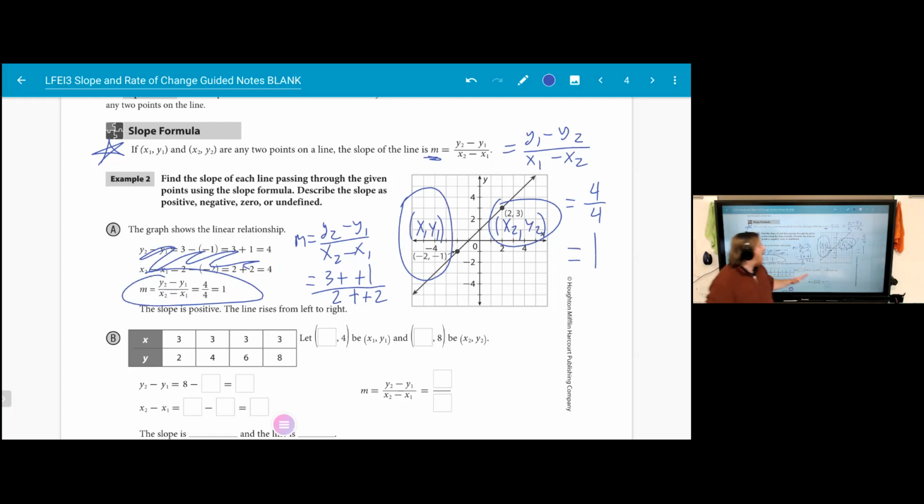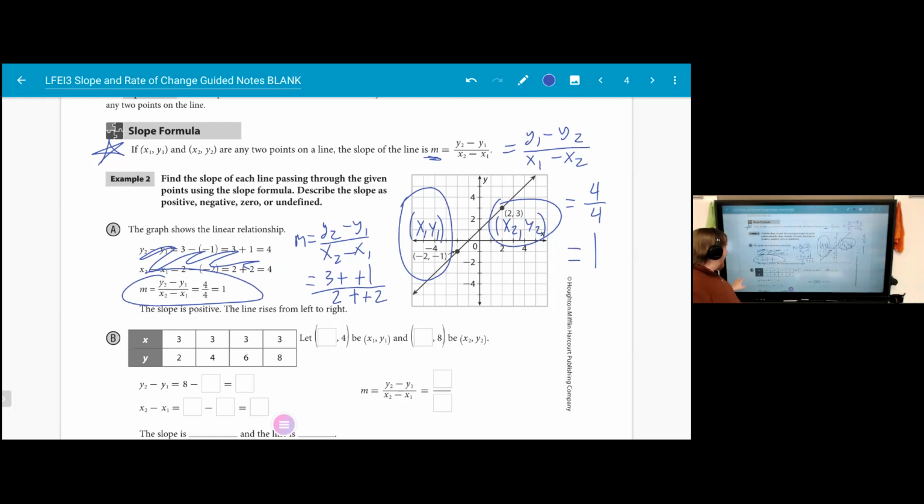It goes uphill from left to right. We've already seen that, so we know it should have been positive. If it wasn't positive, we made a calculation error, but we found that our slope goes uphill. It's a positive number. 4 divided by 4 is 1, and that's our slope. The slope is positive. The line rises from left to right.